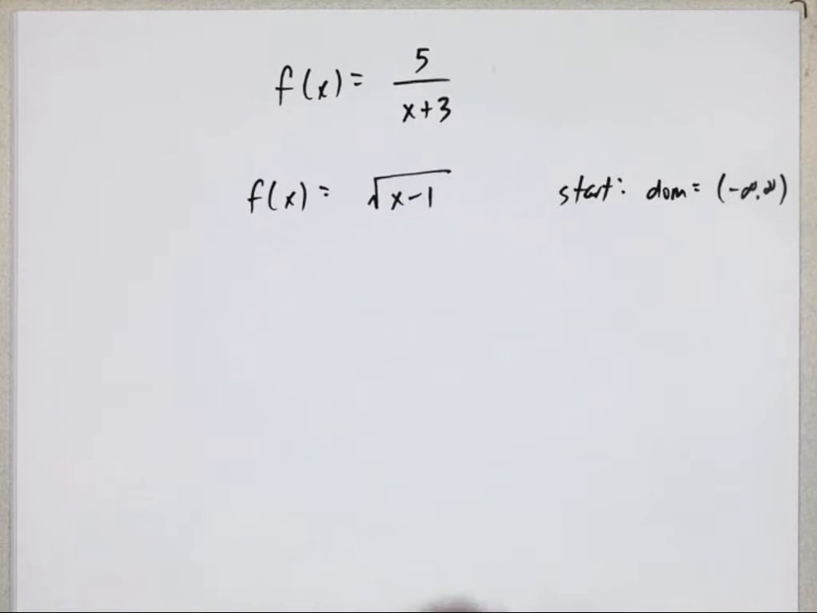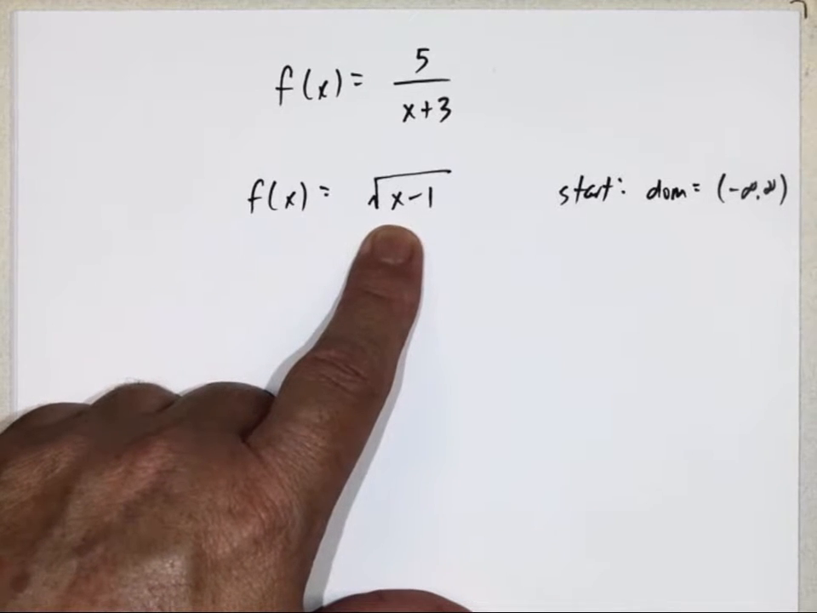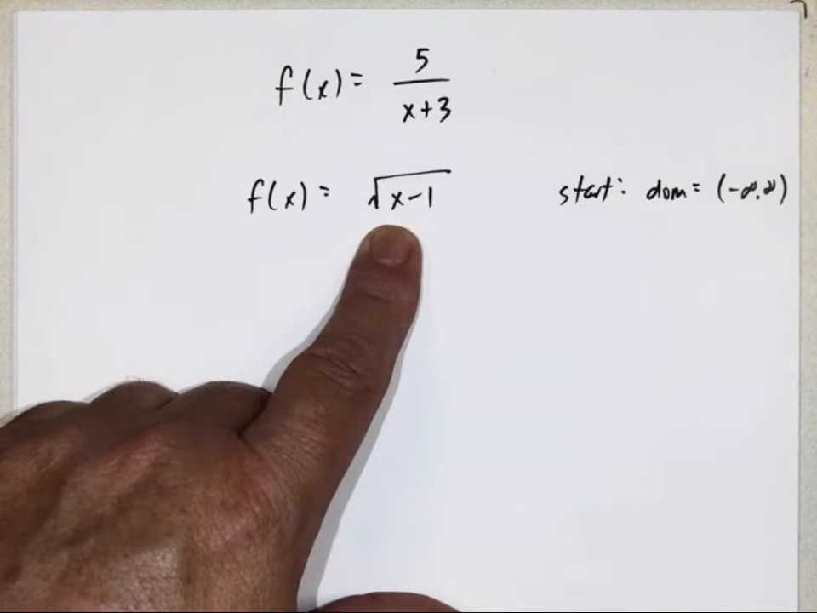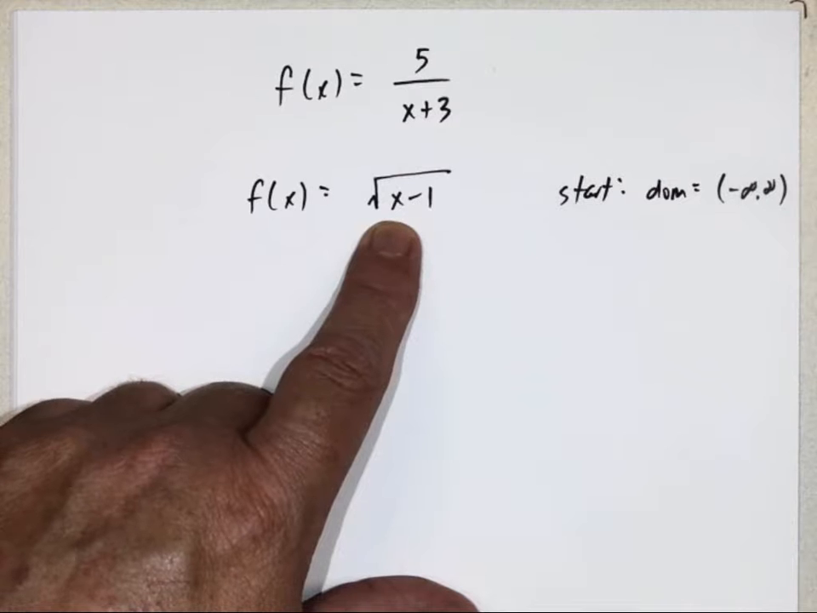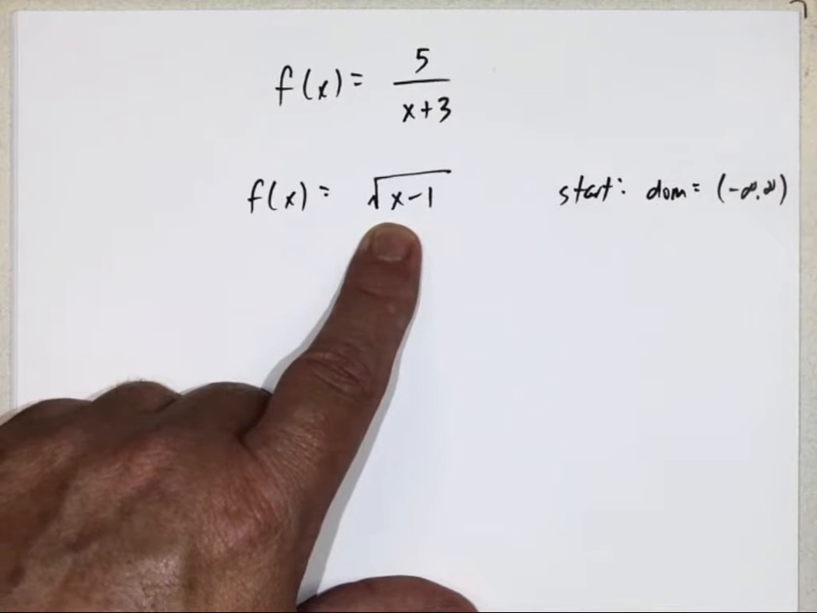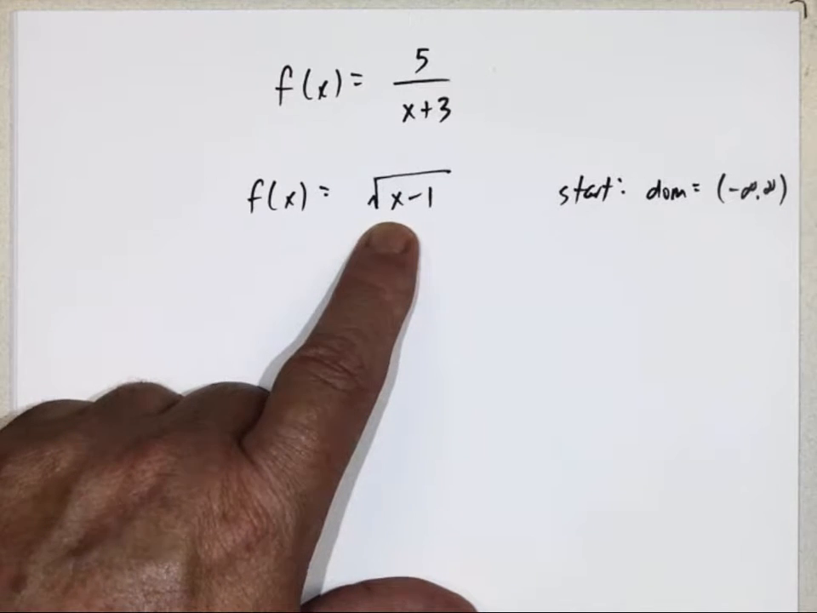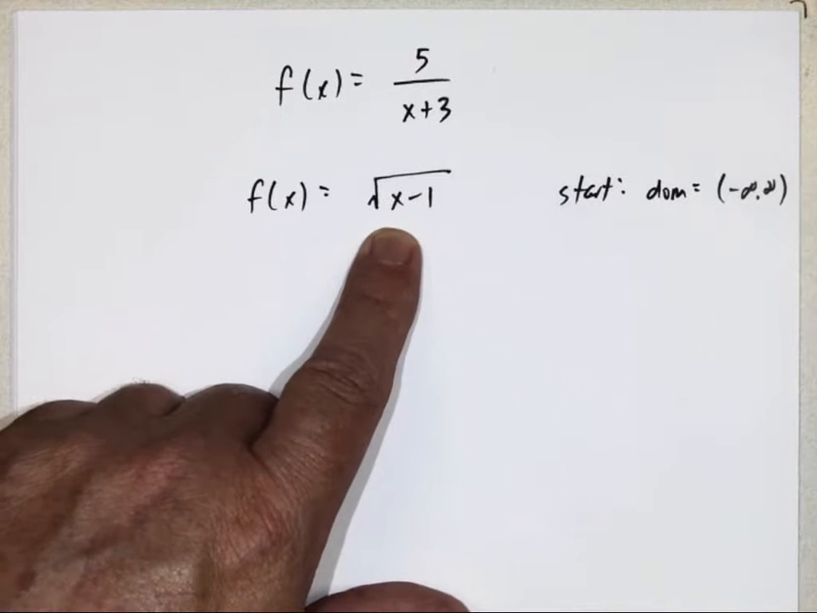So let's think about this. What is the concern? What's the problem with having a variable under the square root? Is there some number that if I plug in for x, it's going to be a problem, or I break some rule in math? Think about it. Is there some special rule in math that involves a square root?